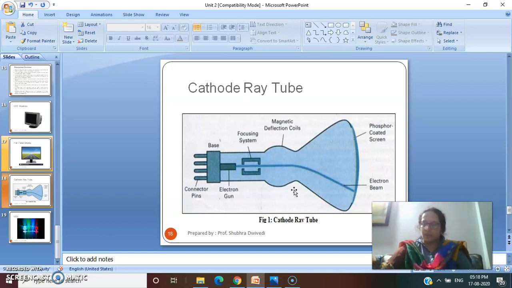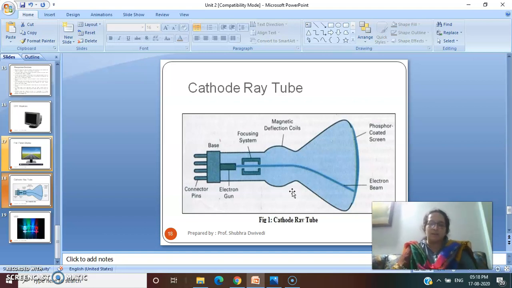And CRT display, as I told you, is made up of small picture elements called pixels. The smaller the pixel, the better the image clarity, or in other words, the resolution.